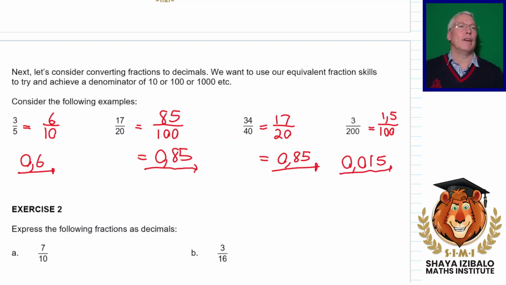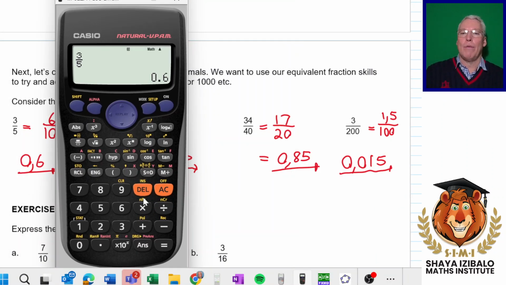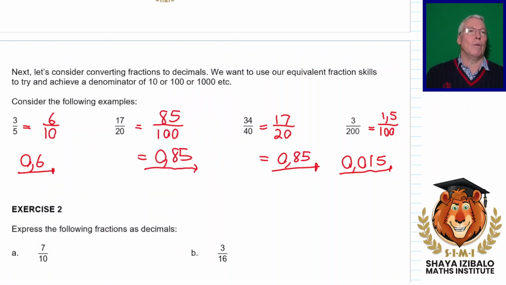Okay, and we can check again. We can check that on a calculator. 3 out of 200. There it is. And if we put it into decimal form, 0,015.